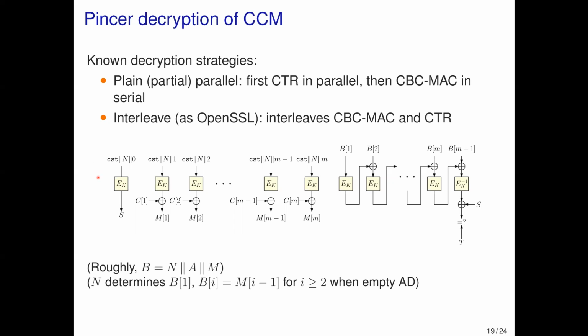Using this, let me describe the known decryption strategies for CCM. The easiest one is for us to perform a counter-mode decryption in parallel here. Then perform CBC MAC regular verification in serial here. A more advanced strategy is interleaving one block CBC MAC verification and one block CTR decryption. So we perform one block here and one block here in parallel.